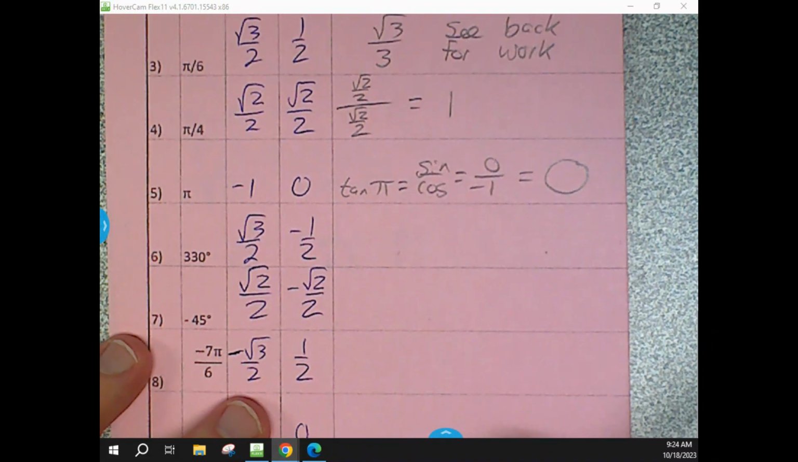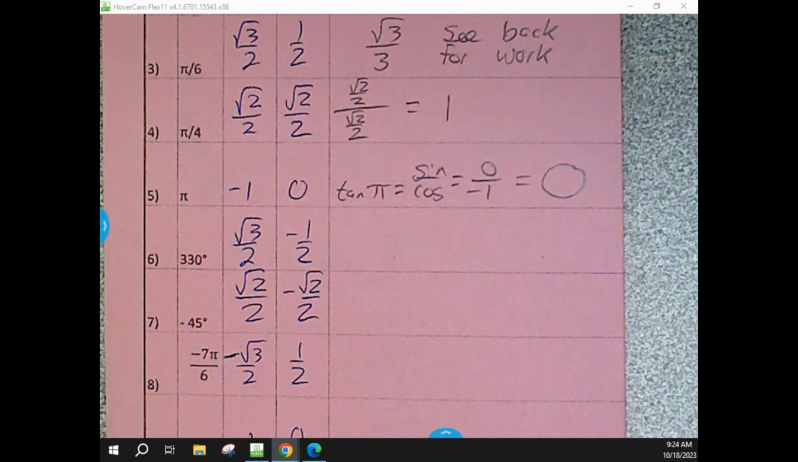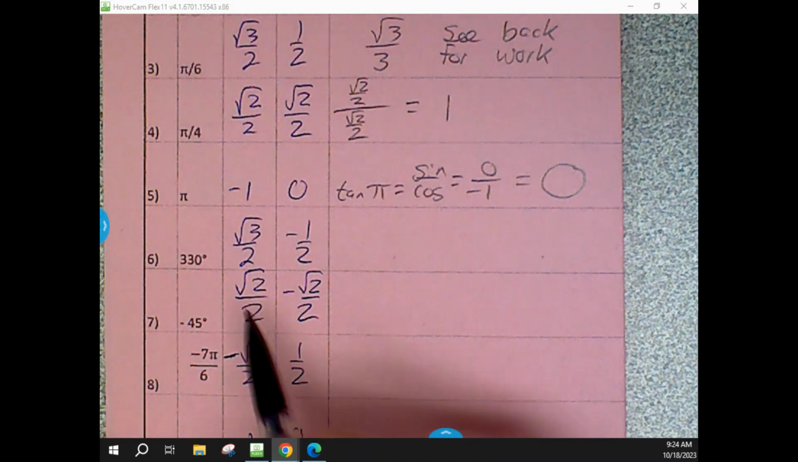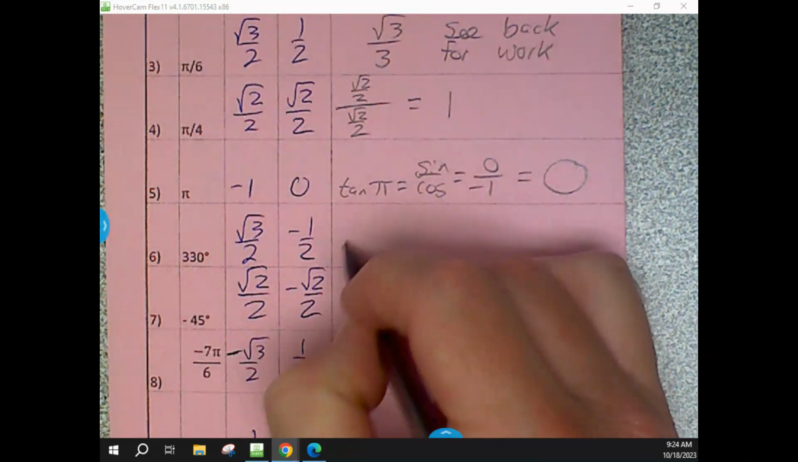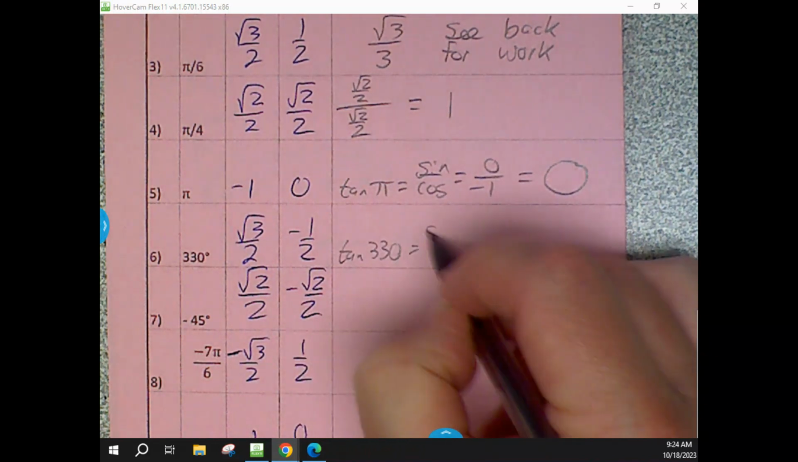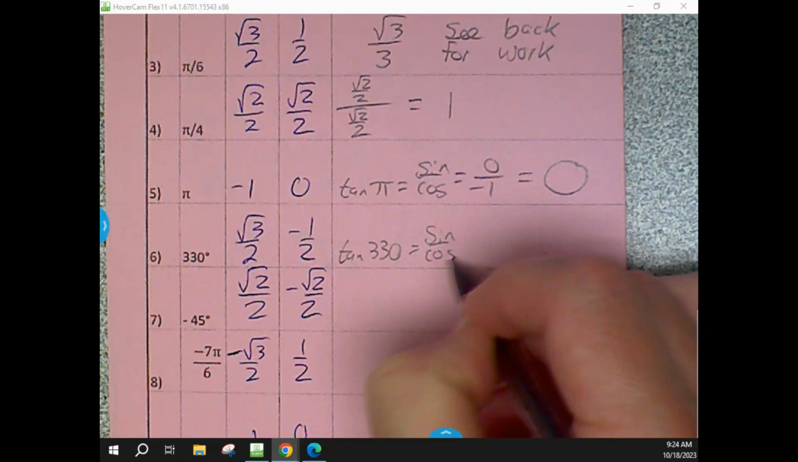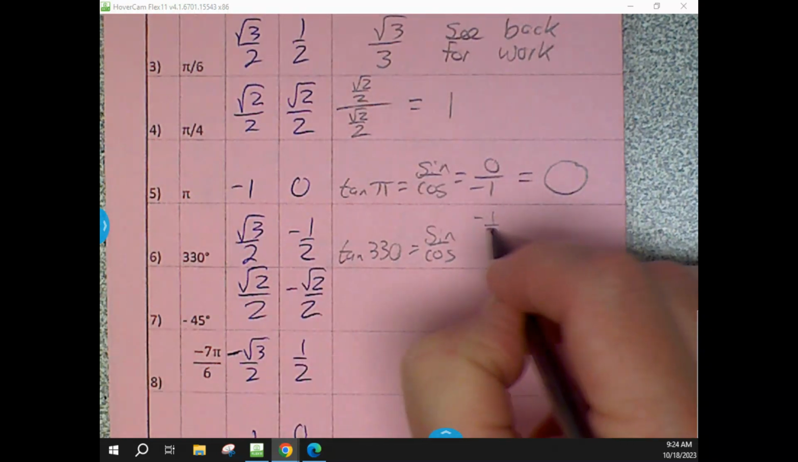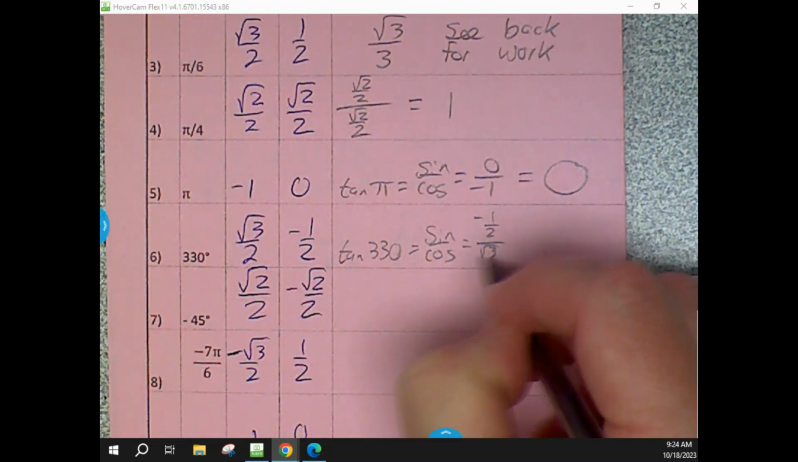All right, now here's where we want you to kind of leave this paper out. This is where I want you to start noticing patterns. If we do tangent of 330, it's sine over cosine. It's negative 1/2 over square root of 3 over 2.